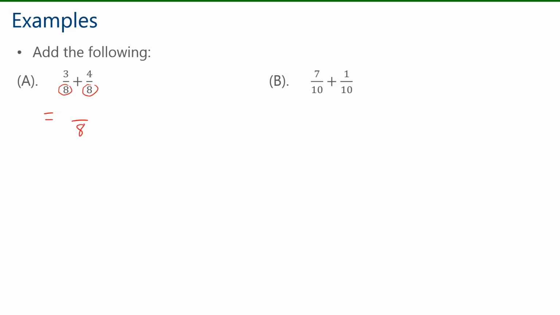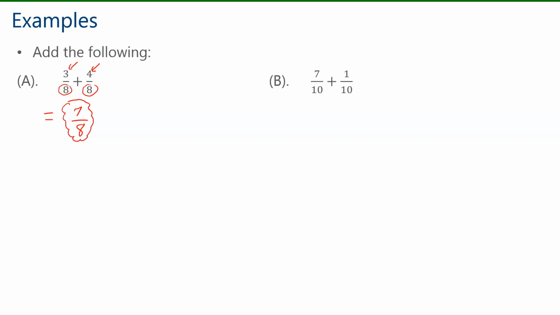Let's consider the following examples. Add the following. In our first example, we have the fractions 3/8 plus 4/8. We see our common denominator is 8. We copy it down. So we're going to follow the recipe that I suggested now. Then we look at our numerators, and the next step tells us to add our numerators. So 3 plus 4, 7. And then we check to see if we can simplify. 7/8 cannot simplify.